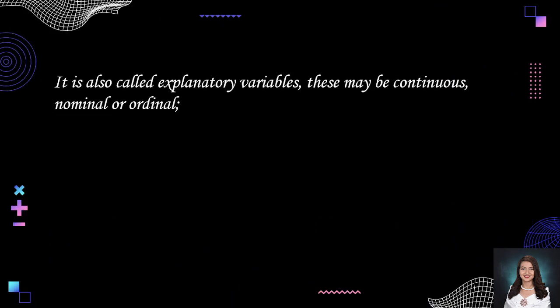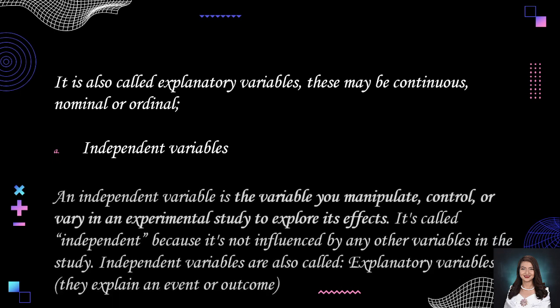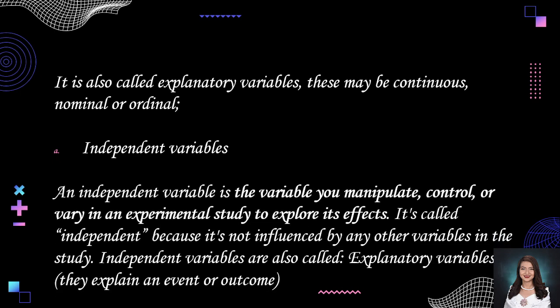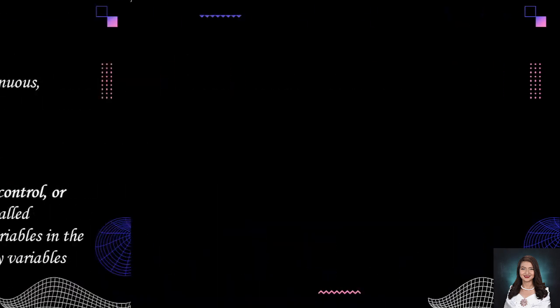It is also called explanatory variables. This may be continuous, nominal, or ordinal. As I have said, this is called the independent variables. An independent variable is the variable you manipulate, control, or vary in experimental study to explore its effect. It's called independent because it's not influenced by any other variables in the study. Independent variables are also called explanatory variables because they explain an event or outcome.